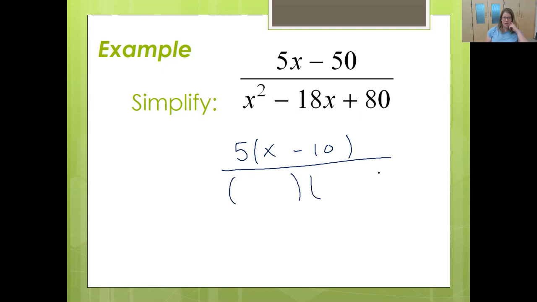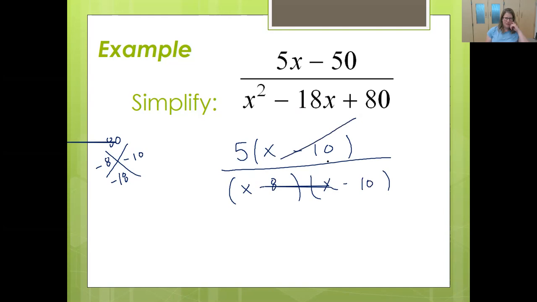So the bottom, we're going to use x factoring. What two numbers multiply to 80 and add to negative 18? So that would be 8 and 10. Since they multiply to a positive but add to a negative 18, we want both of them negative. So this would be x minus 8 and x minus 10. So that's going to cancel, and my reduced expression is just 5 over x minus 8.